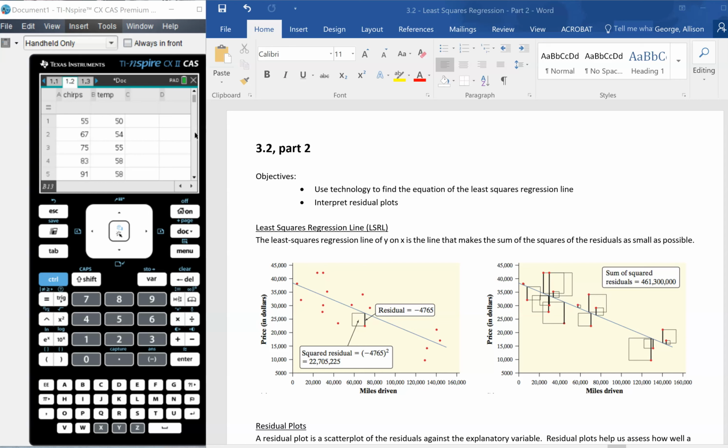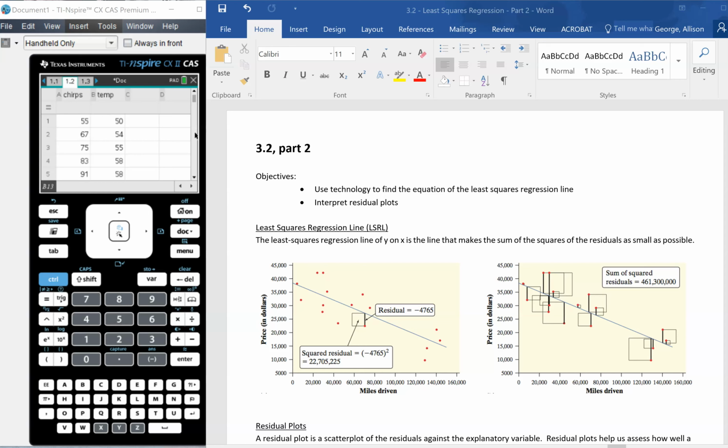So we're going to talk about least squares regression lines today. You learned these back in Algebra 1 or Math 1, depending on who you had, and you just called it a linear regression. They didn't go through least squares regression.